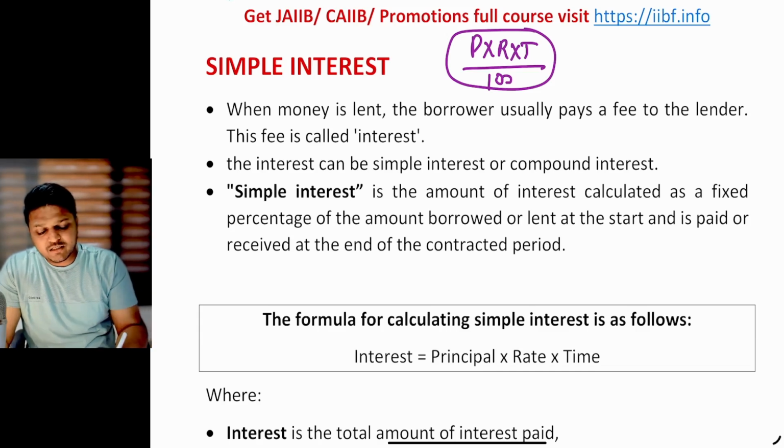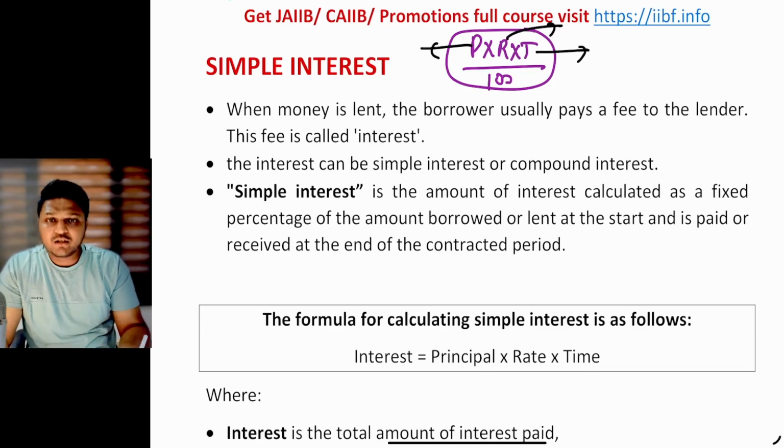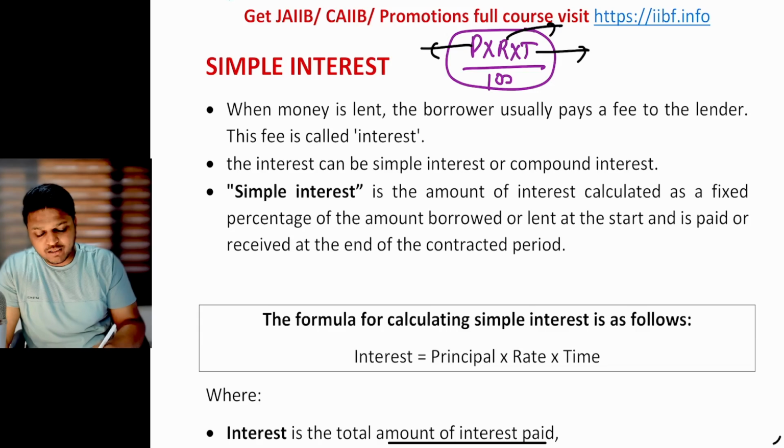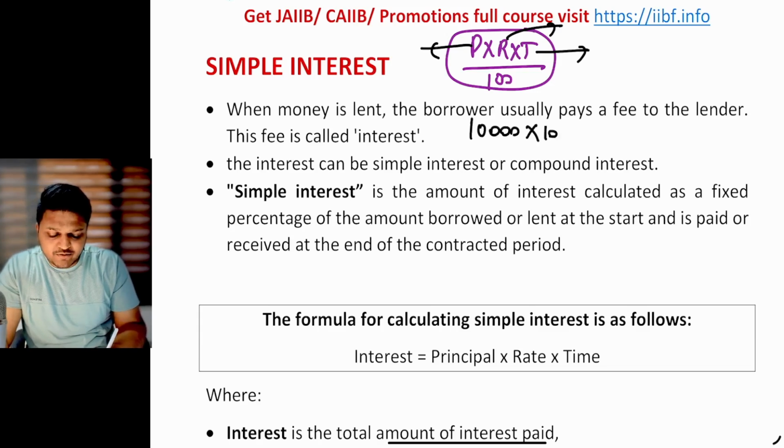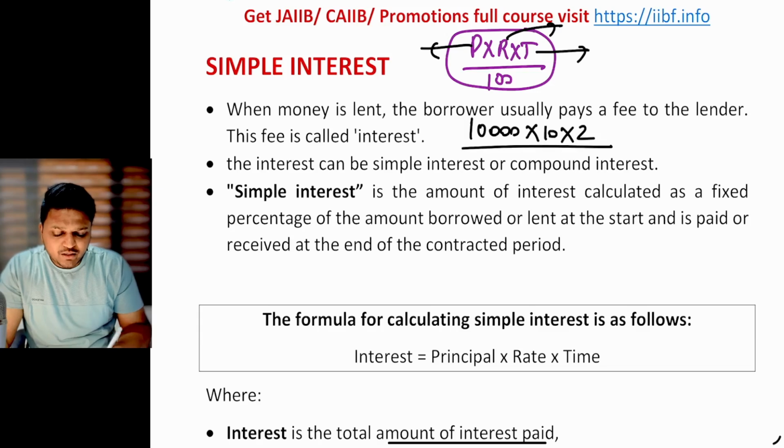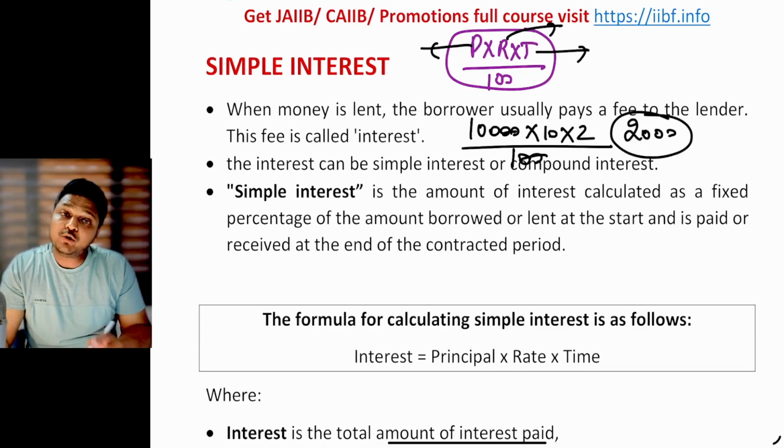So P over here is a principal, R is a rate, and T is a time, right? So if we have to calculate the interest on the amount of rupees 10,000, let's say principal amount is 10,000 and 10% rate is applicable, and the time of deposit is for 2 years, divided by 100, the interest which will be charged for 2 years, the simple interest we are talking about, it will be charged rupees 2000, right? So it will be 2000 rupees which will be charged as interest, for 2 years it is.